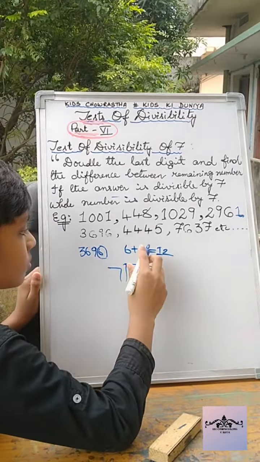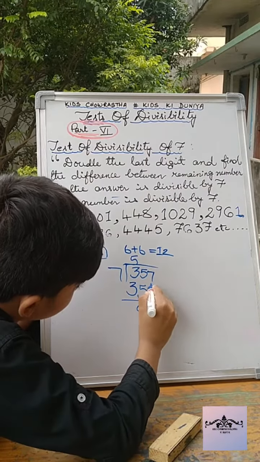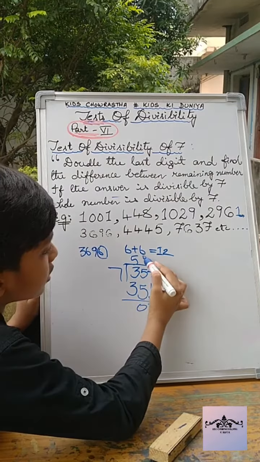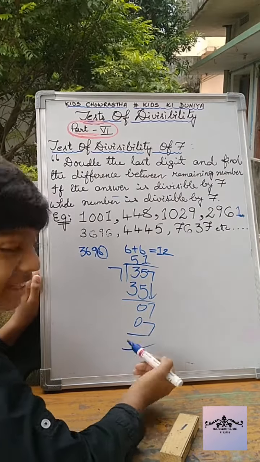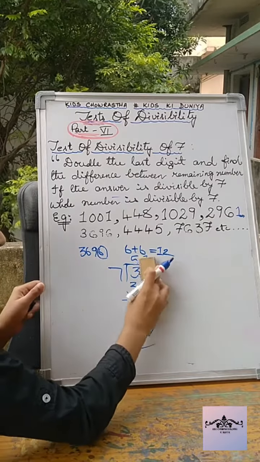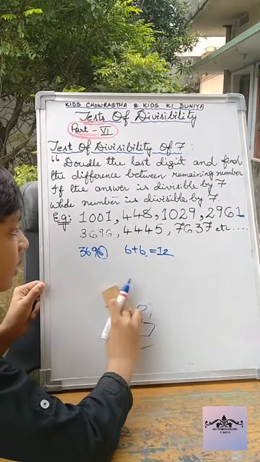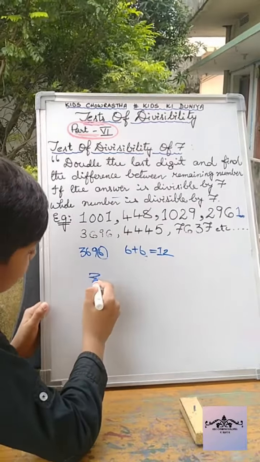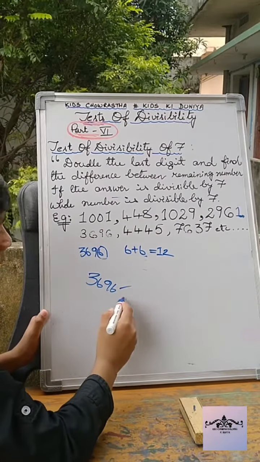35, 7 fives are 35. 7 ones are 7. Okay? 0. 51. 7 51s are 357. So 357 is divisible by 7. So 3696 is also divisible by 7.